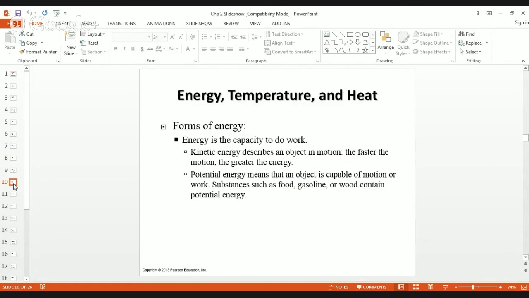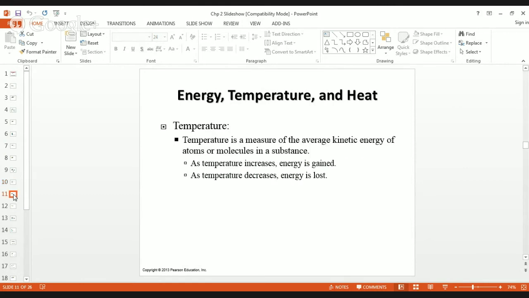Forms of energy, moving into energy, temperature, and heat. Energy is the ability to do work. We have two types of energy we will recognize in this class, potential and kinetic. When we have kinetic energy, we are measuring energy of motion. Potential energy is energy that has capacity to do work.